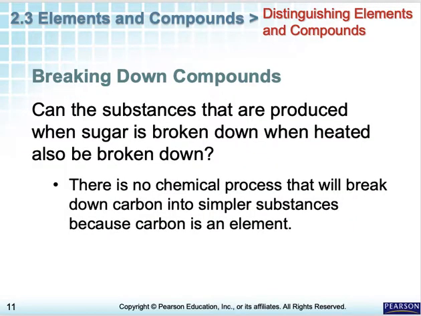So, can substances that are produced when sugar is broken down when heated be broken down further? And the answer to that would be no. We can't use a chemical process for that, or a chemical change. We would again have to use something like a nuclear process, an atomic bomb.